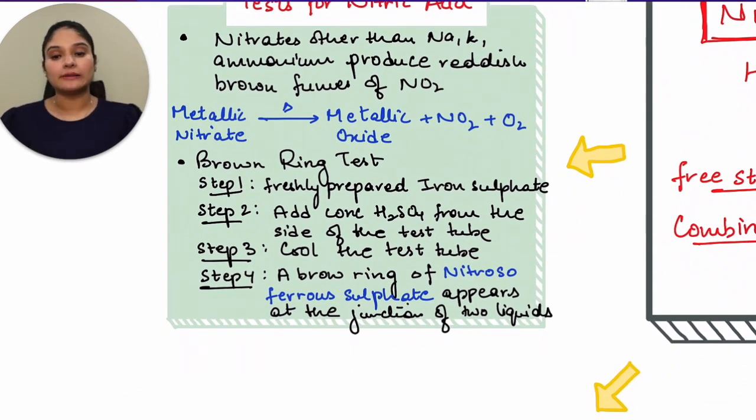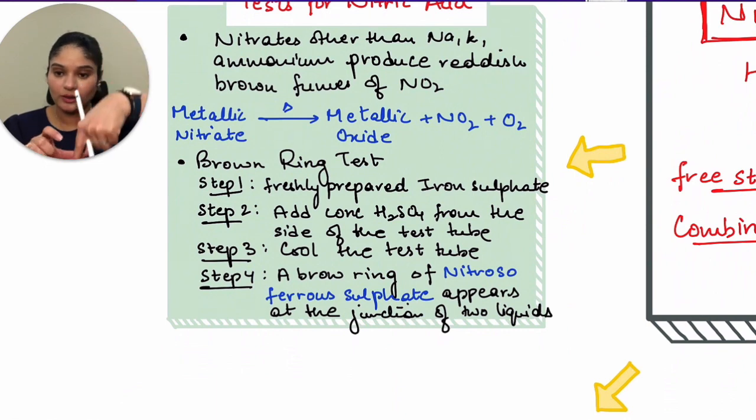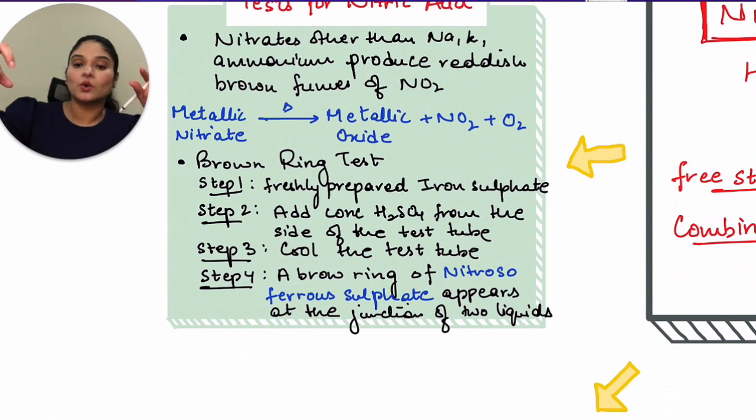In the brown ring test, step 1 is using freshly prepared iron sulfate. Then the second step is to add concentrated H2SO4 from the side. So you have a test tube with freshly prepared iron sulfate, and you add concentrated sulfuric acid from the side of the test tube. Make sure it does not go dropwise, but flows as a regular liquid. You cool the test tube without stirring it.